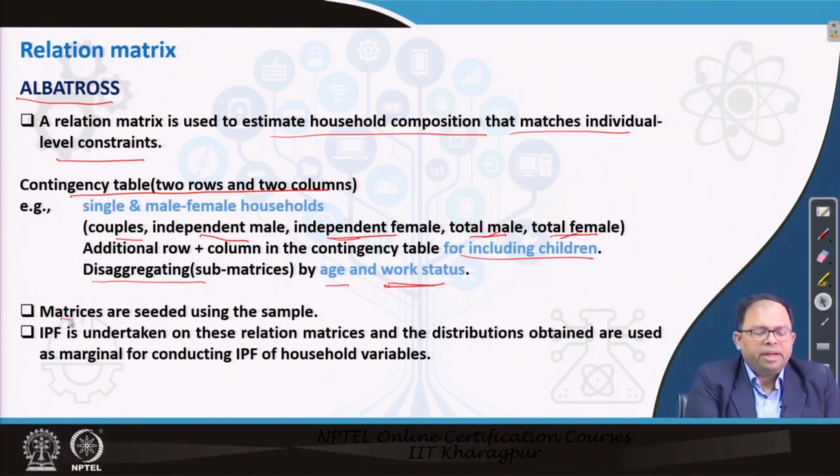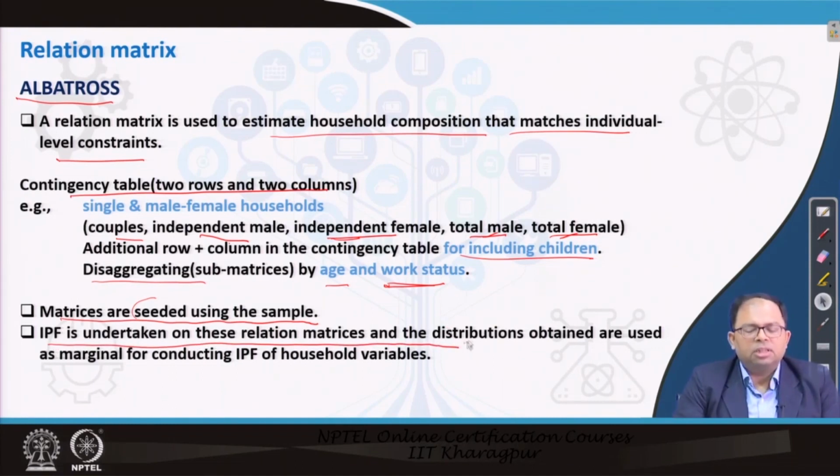Then we use matrices, using the sample data, which could be used as seed for this particular matrices. IPF is undertaken on this relation matrices, and whatever distributions we obtain based on this IPF are used as marginal for conducting IPF of household variables.